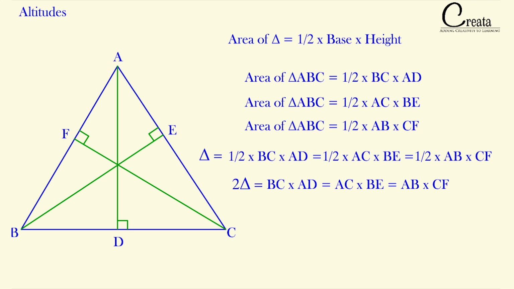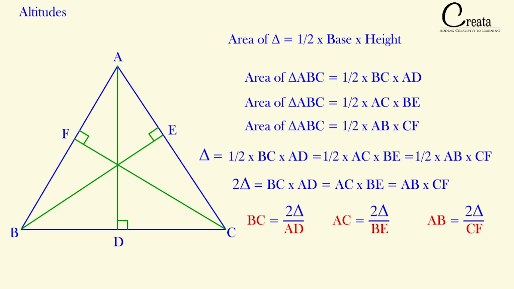Let's find the sides of the triangle from this equation. We get BC is equal to 2 delta upon AD, AC is equal to 2 delta upon BE, and AB is equal to 2 delta upon CF. Here the area of the triangle, that is delta, is constant. It is fixed for all the 3 cases. So here can we say BC is inversely proportional to AD, AC is inversely proportional to BE, and AB is inversely proportional to CF?